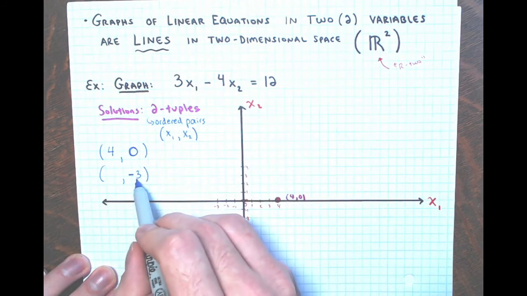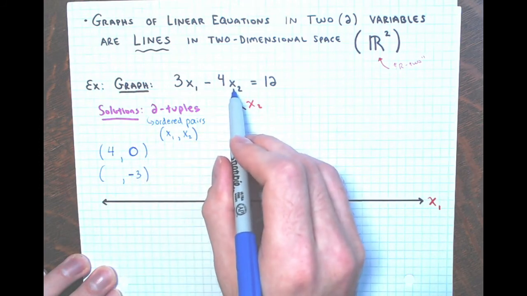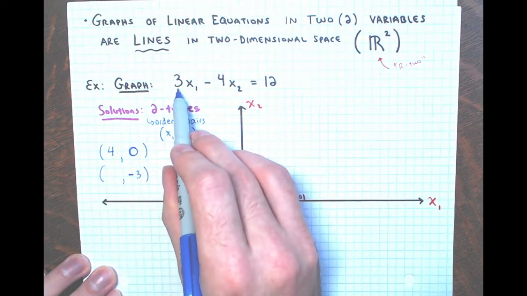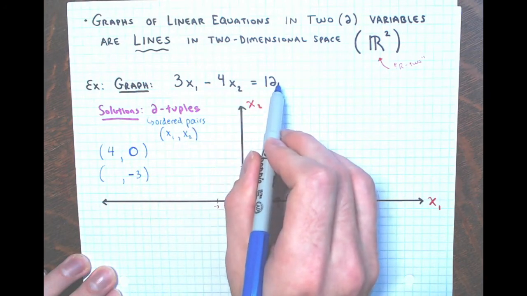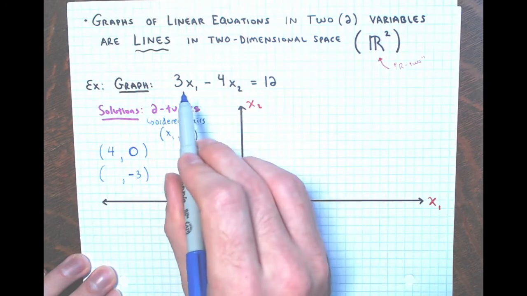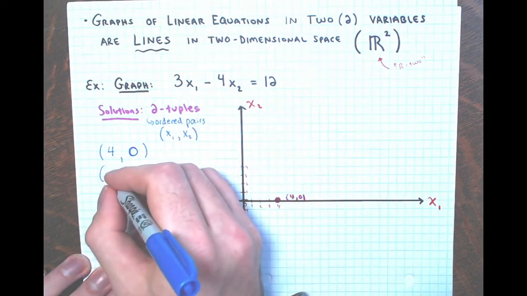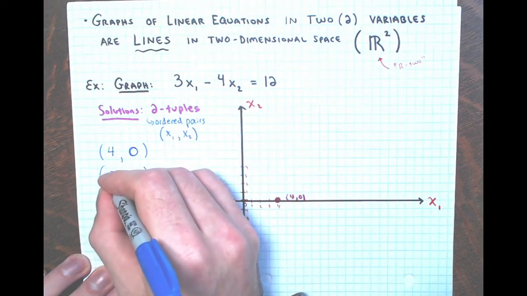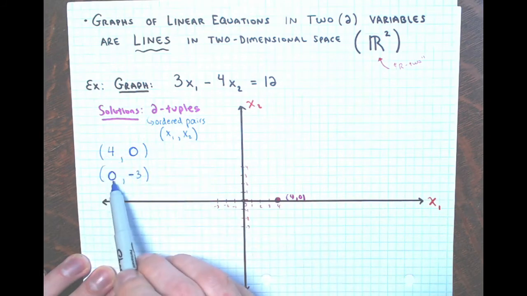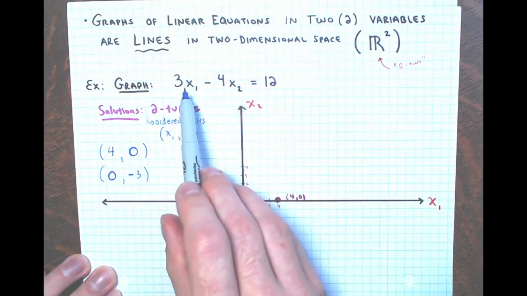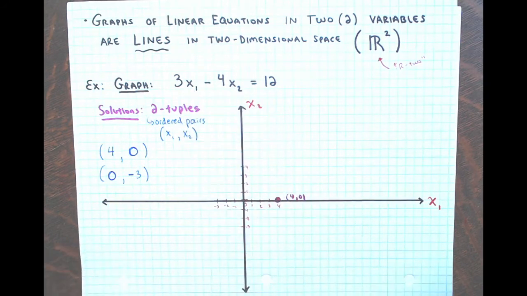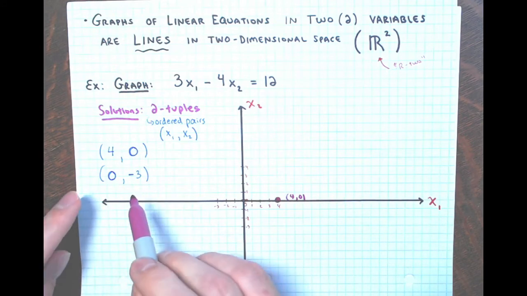If I replace x2 with -3, this equation would now become 3x1 plus 12 equals 12. Then I would subtract 12, get 3 times x1 equals 0, divide by 3. x1 would have to be 0. And you can, again, double check this. Replace x1 with 0, replace x2 with -3. You're going to get 0 plus 12 equals 12. You'll get 12 equals 12. That is a solution.